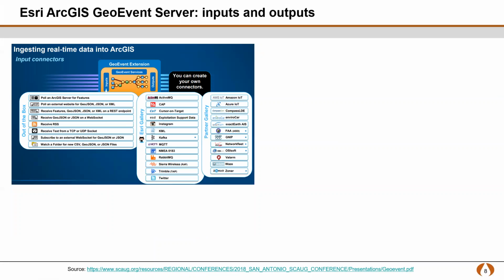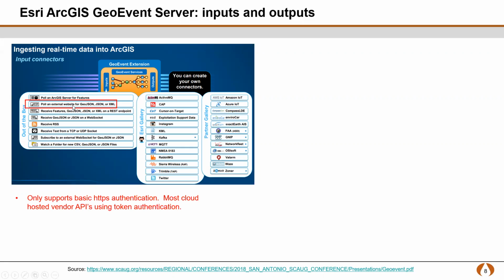Here are the inputs that are available in GeoEvent. You can see on the left-hand side, out of the box, we have quite a few. And then you've got more that you can add for free from the ESRI gallery, and even more that you could purchase from some ESRI partners. And then you also have the option to develop your own, which I understand to be quite complex. We did not do any of that for our real-time GeoEvent implementation yet.